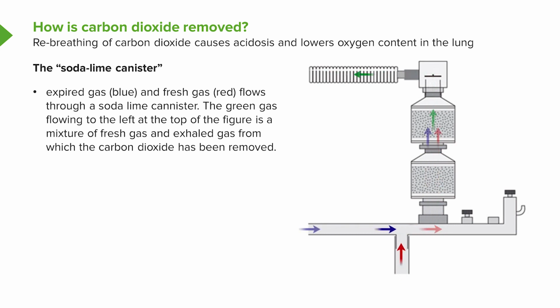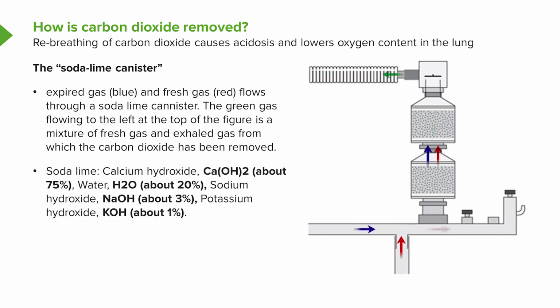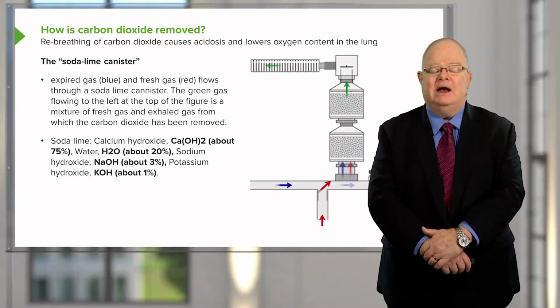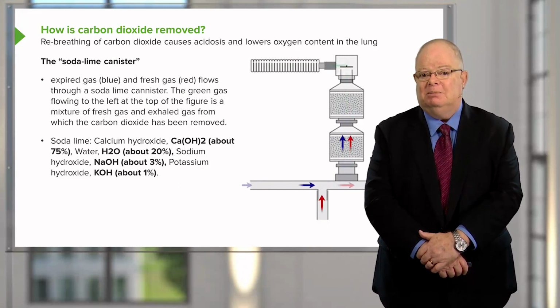The carbon dioxide is removed, and everything else goes back to the patient. So Sodalime consists of calcium hydroxide, about 75%, and water about 20%, sodium hydroxide about 3%, and potassium hydroxide about 1%. It's an exothermic reaction, so that when the gases pass through the Sodalime, heat is generated, plus water is created, so that in time the Sodalime becomes wet and warm, and as it becomes wetter and it absorbs more carbon dioxide, it becomes exhausted.